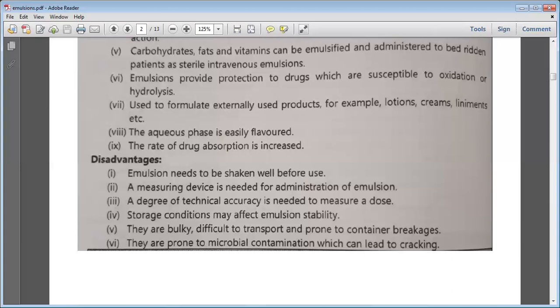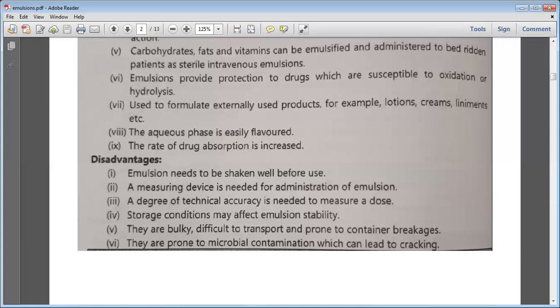So if you see the storage conditions, as I told you, the emulsions are thermodynamically unstable. These emulsions are thermodynamically unstable preparations because they may crack if there is a microbial contamination, if the temperature is slightly increased, or if there is any change in the pH of the emulsion, which can also lead to the cracking of the emulsion. So that is the reason that the storage of emulsions and the temperature of this storage condition should be appropriate in order to have an emulsion which will maintain its stability throughout its shelf life.